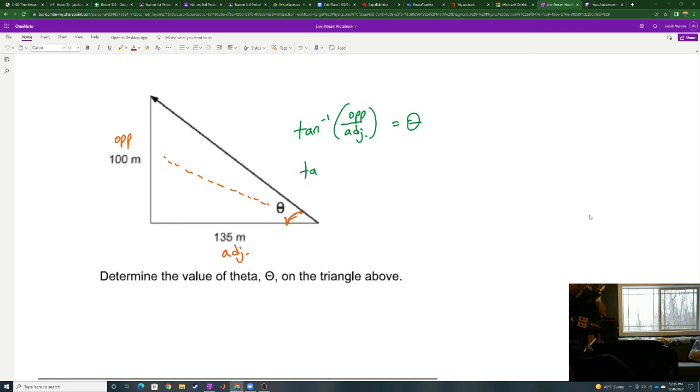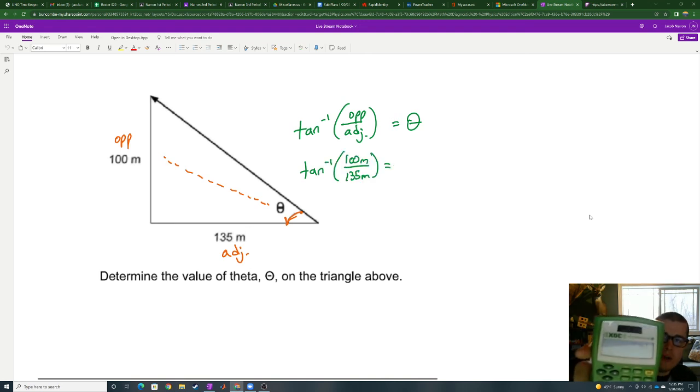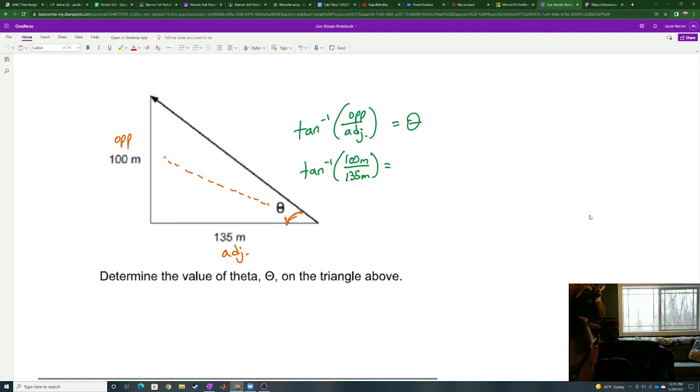So I'm going to make sure to hit the second key, then tangent, to get inverse. I don't know if you guys can even see this at home, but make sure you're looking at the right function. Then I'm going to do 100 divided by 135 in the parentheses, and I get 36.5. And it's degrees because my calculator's in degrees.